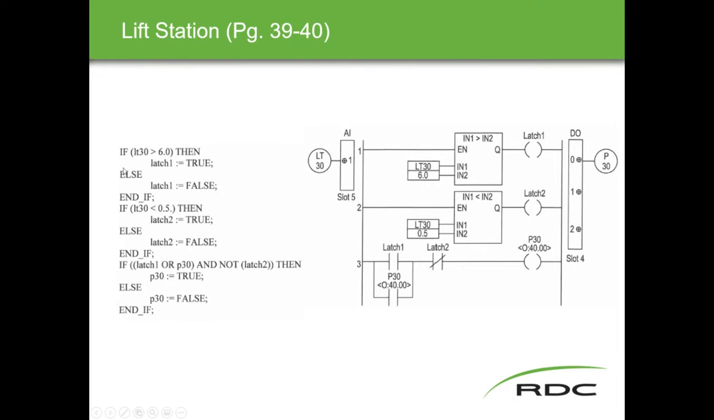So what does that look like here? If LT30 is greater than 6, then latch 1 equals true. Or else, meaning if this isn't true, then latch 1 equals false.